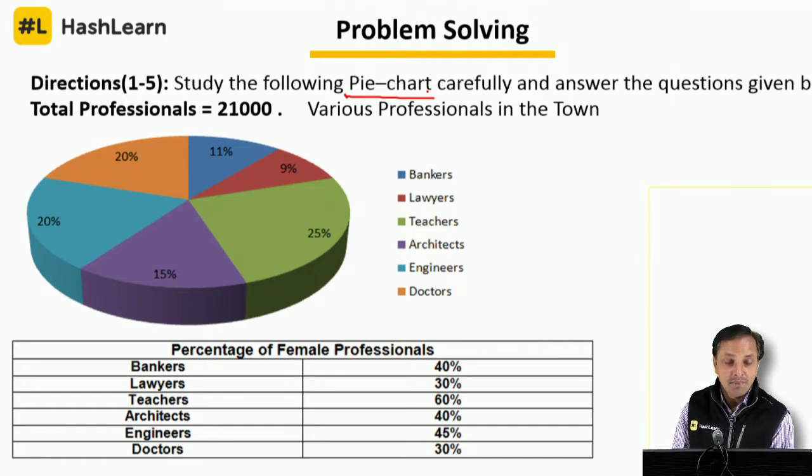Dark blue is 11% bankers, dark brown is 9% lawyers, dark green is 25% teachers, purple is 15% architects, blue is 20% engineers, and the light brown is 20% doctors. So that is the percentage of the professionals which is given in the pie chart.